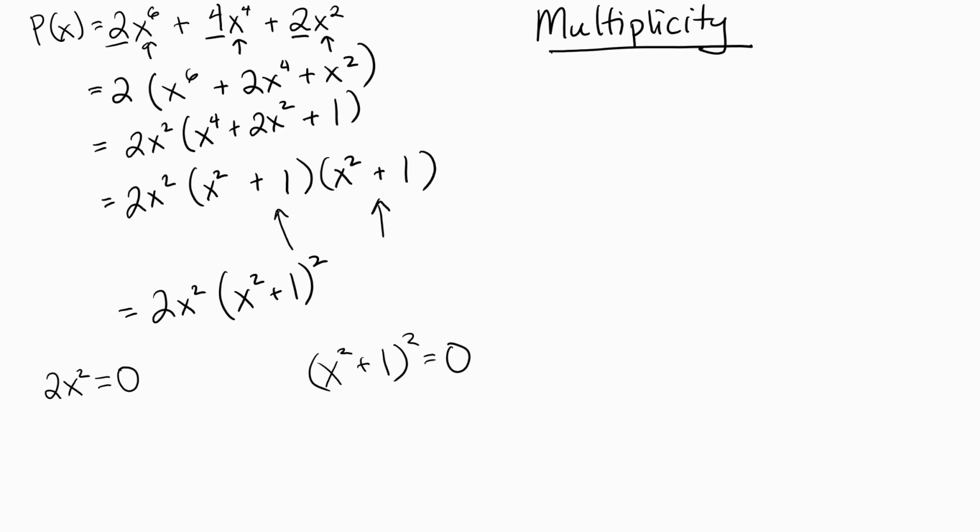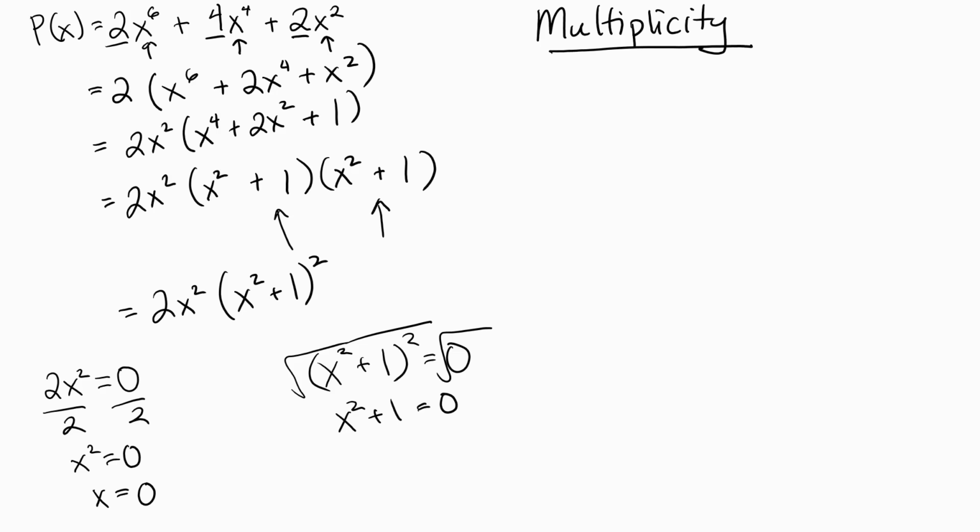Over here, if I divide by 2, x squared equals 0, and then you could take the square root of 0, which is 0. On the other side, we're going to take the square root on both sides. And so then we have x squared plus 1 is equal to 0. We're going to subtract 1 from both sides. So we have x squared is equal to negative 1.